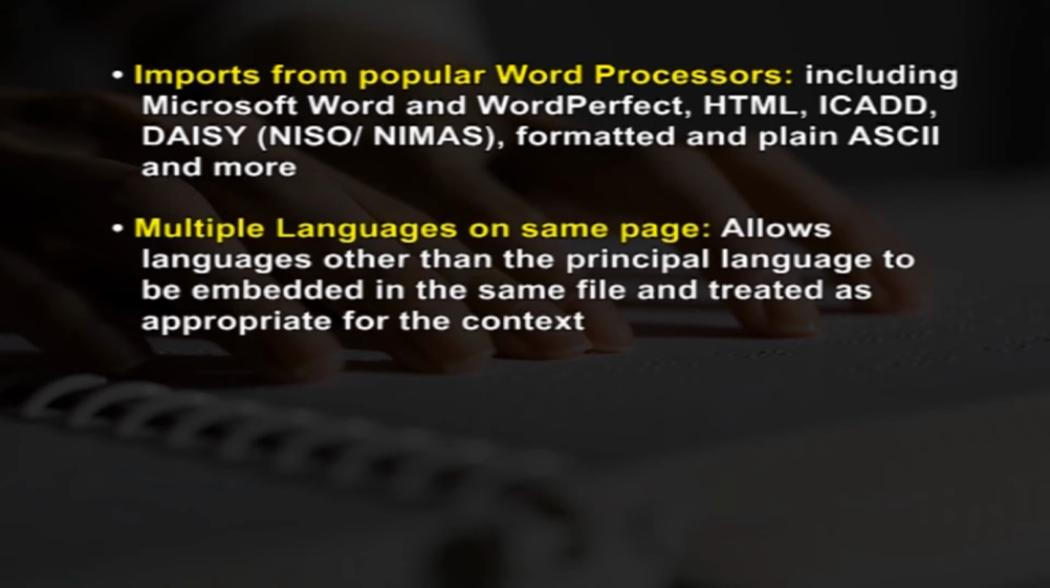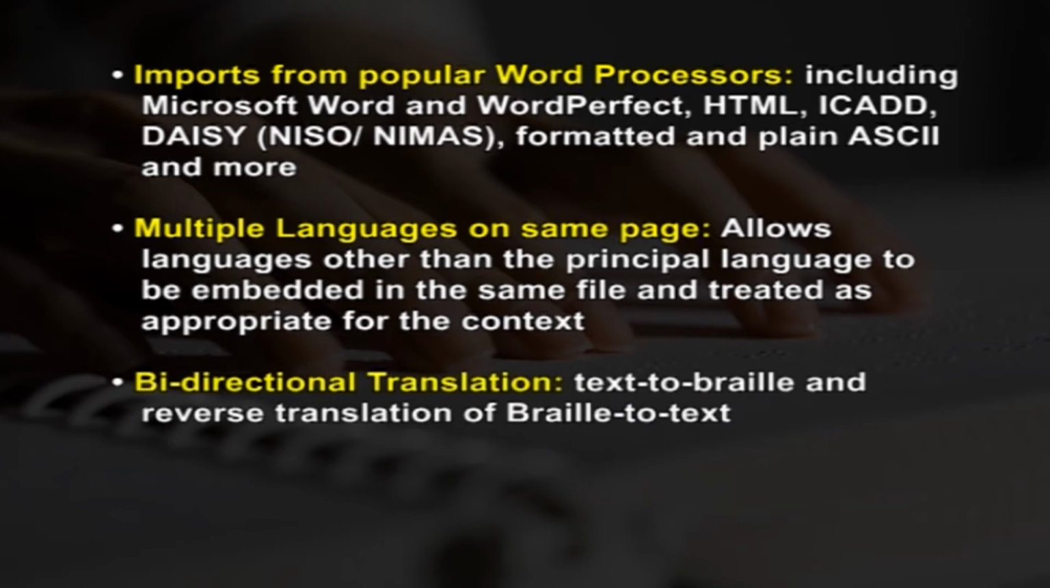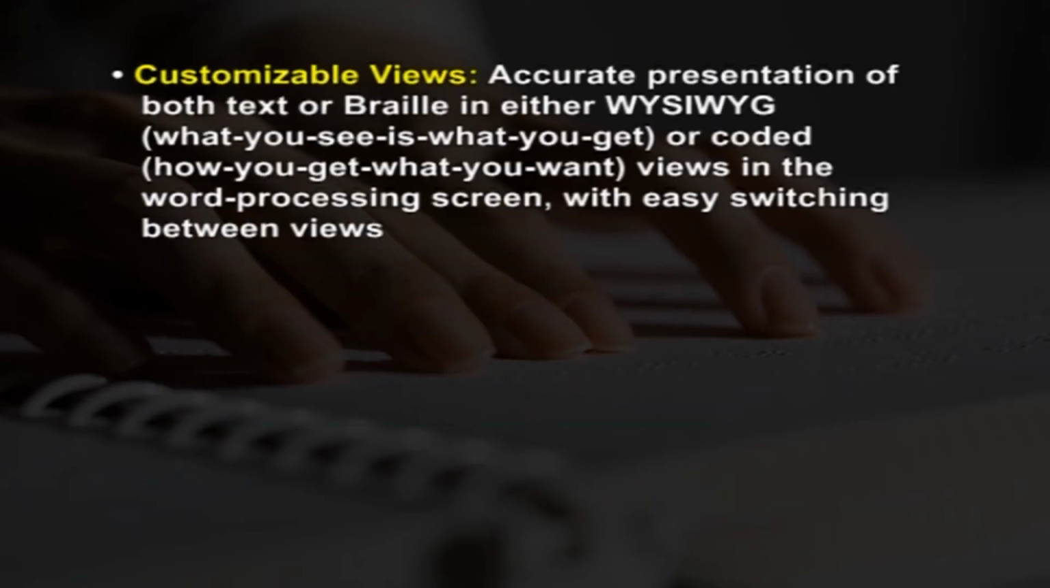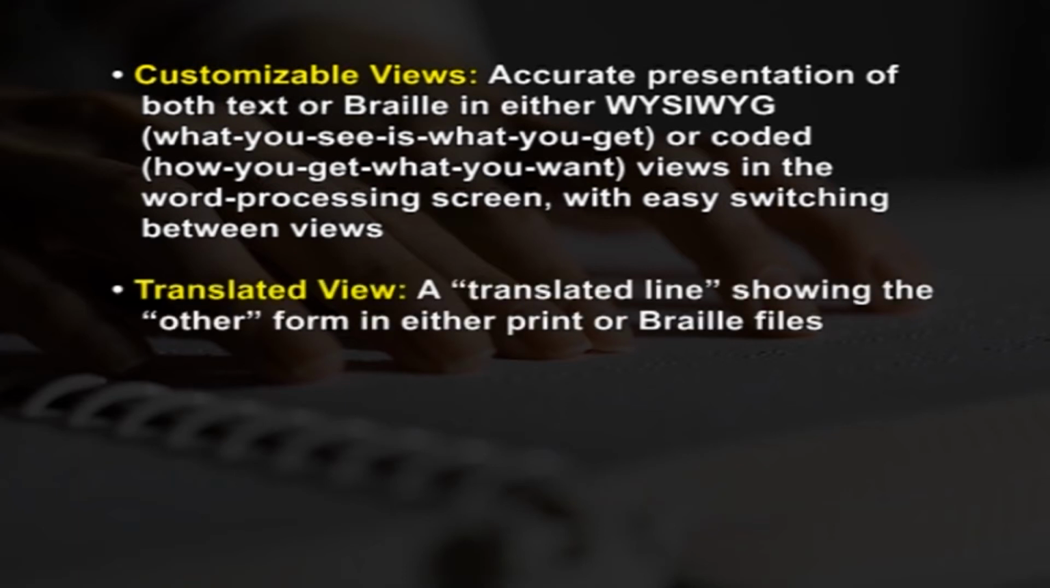Multiple languages on same page allows languages other than the principal language to be embedded in the same file and treated as appropriate for the context. Bidirectional translation, text to Braille and reverse translation of Braille to text, is supported by DBT. Customizable views: accurate presentation of both text or Braille in either what you see is what you get format or coded format is available in word processing screen with easy switching between views. Translated view: a translated line showing in the other form in either print or Braille files.